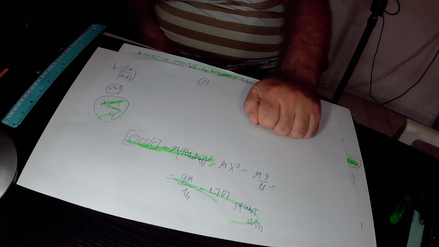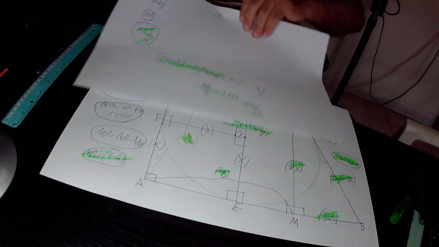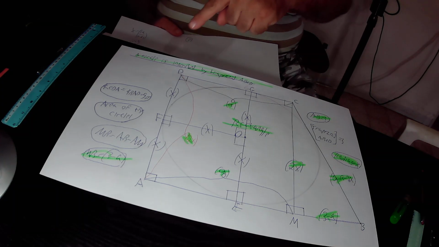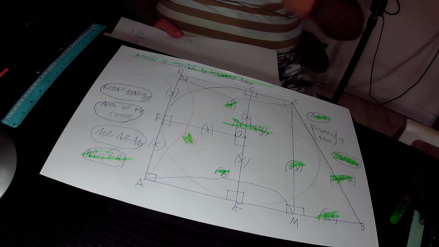So in total we can find out that the area that we were looking for in this question, that is the area of this circle, equals 9 pi over 16 square units in size, or in terms of numbers, the area of this circle equals 1.767 square units in size.